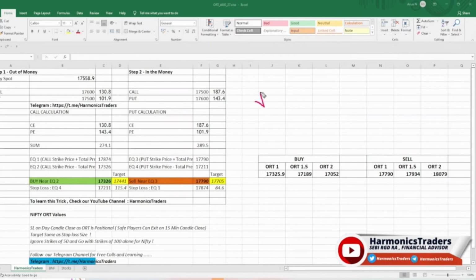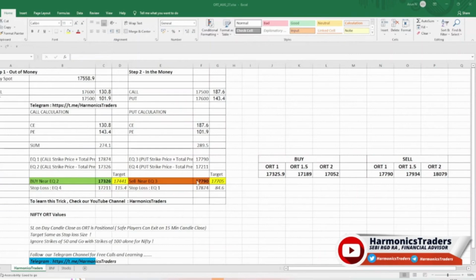Now we have the next version, or the V2. So what is V2 in ORT? See, nowadays, especially after this August series, there are very many gap up and gap down openings in Nifty. In the last 3 days, almost every single day, Nifty is opening either with a gap up of plus 200 points or a gap down of minus 200 points. So in those cases, how to deal with ORT, we have the V2.